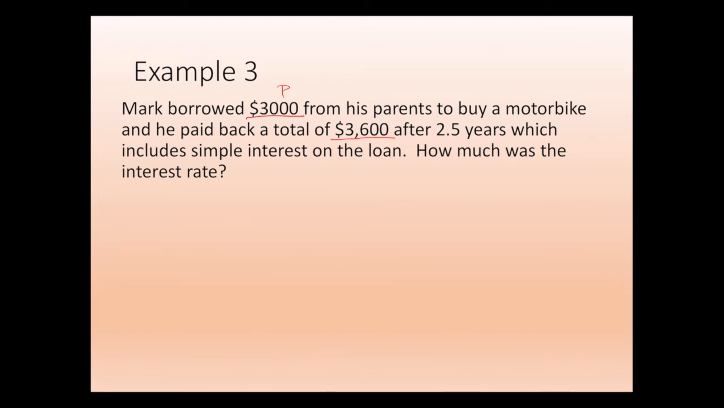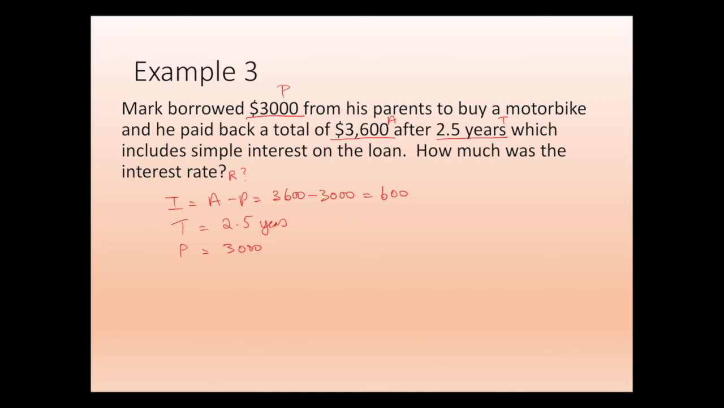All right, let's have a look at this example. Mark borrowed $3,000 from his parents to buy a motorbike, and he paid back a total of $3,600 after 2.5 years, which includes simple interest on the loan. What was the interest rate? R, we don't know. We can work out I equals A minus P, which is 3,600 minus 3,000, which is $600. T, you know that is 2.5 years, or 2 years and 6 months.